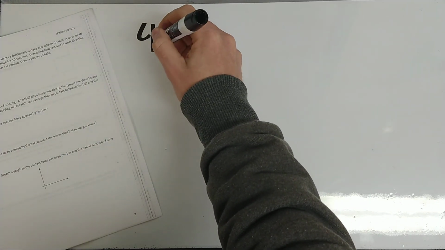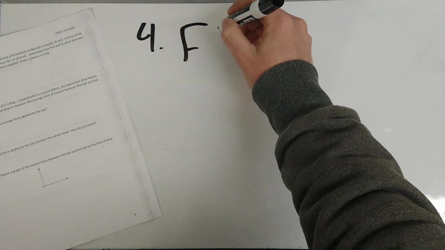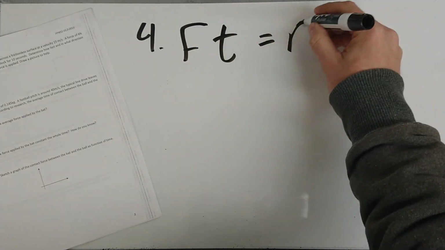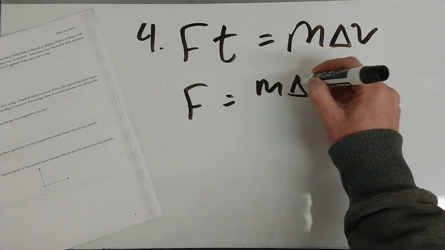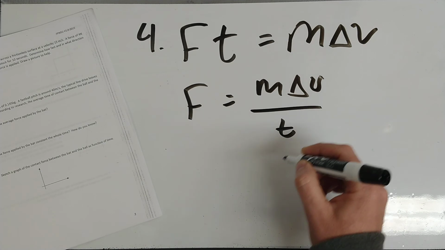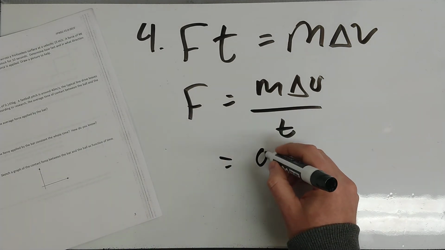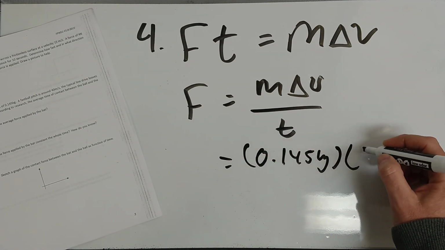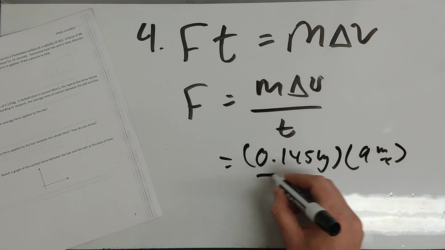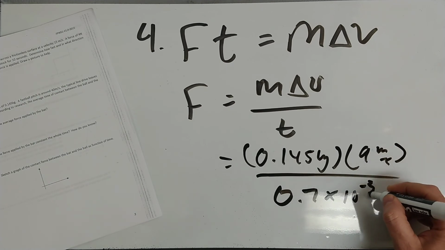Now, if you just jump into this problem without drawing a picture, which I'm going to do here, you'd say, okay, F times T equals M delta V. So force is going to be M delta V over the time of contact. The mass of this ball is 0.145 kilograms. The change of velocity, obviously that's 9 meters per second. And the time of contact is 0.7 milliseconds, which is 0.7 times 10 to the negative third seconds.